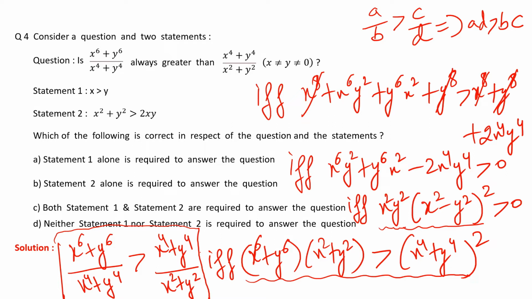Now these two statements, statement 1 and statement 2, were not required at all. We have never used them in this entire solution. So D option is correct. Neither statement 1 nor statement 2 is required to answer the question. Fine. Now we move to our fifth problem.